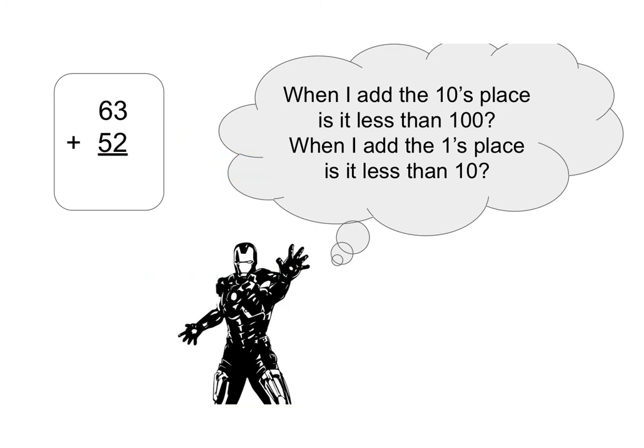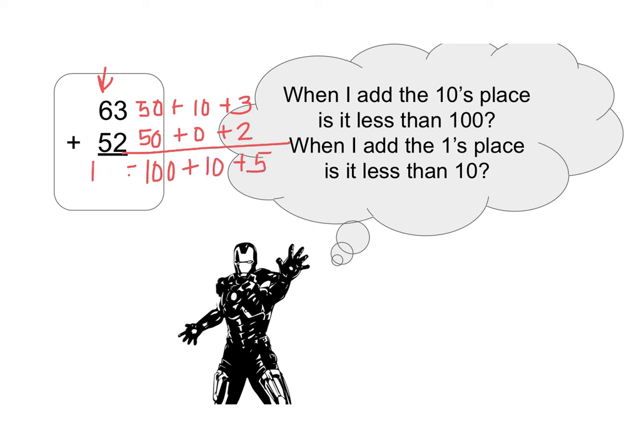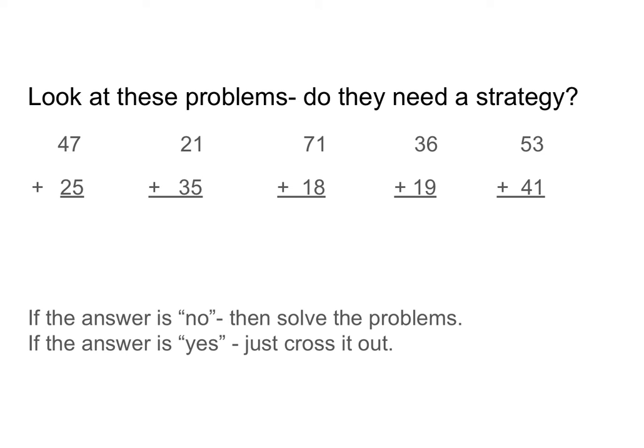All right, 63 plus 52. Notice my tens column goes over 100. So you might do a 50 group and do 50 plus 10 plus 3, and 50 plus 0 plus 2. 100 plus 10 plus 5 for 115. Great job.